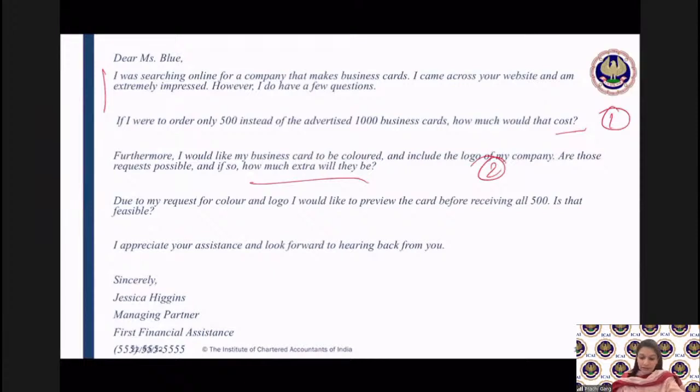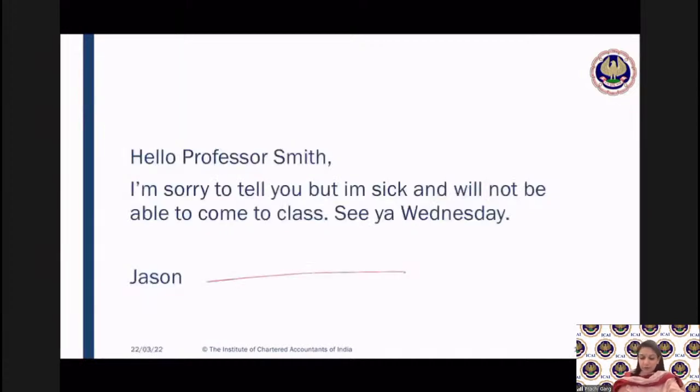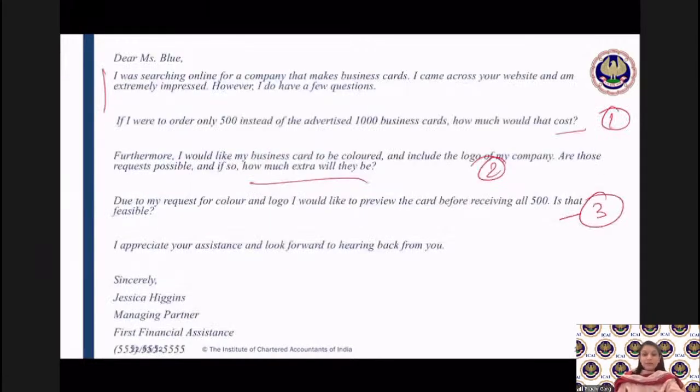Second concern. Due to my request of color and logo, I would like to preview the card before receiving all 500. Is that feasible? Third thing. I appreciate your assistance and look forward to hearing back from you. Am I clear? Look at this. Now, there's a proper closing, and sincerely, Jessica Hinks, Managing Partner, First Financial Assistance, and the phone number. Now, everything has been properly done.